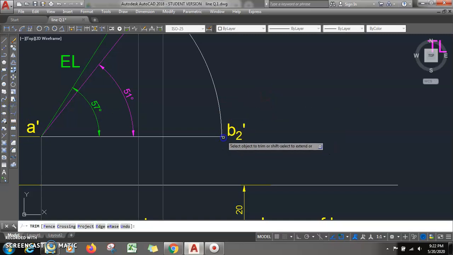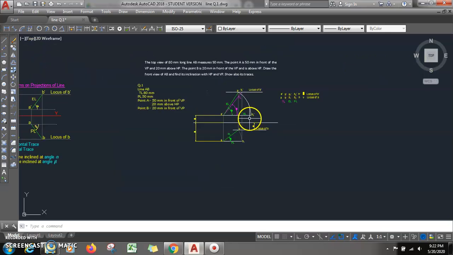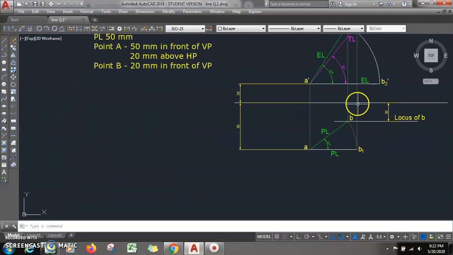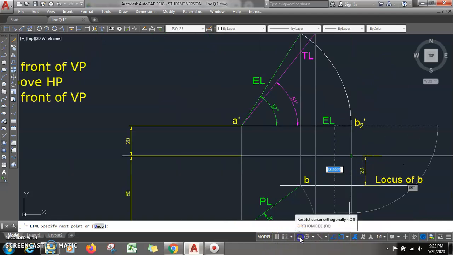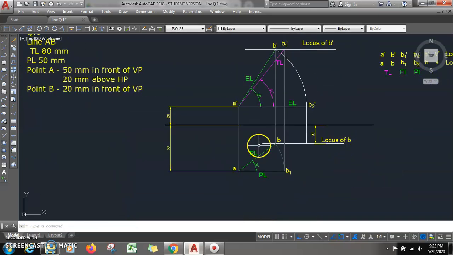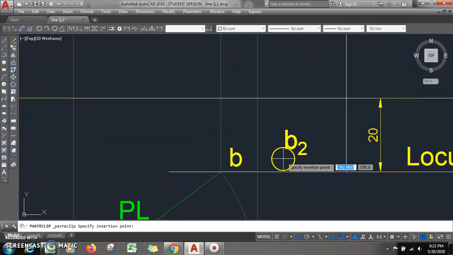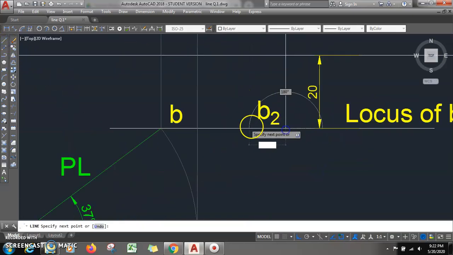So this length is EL, and this B2 dash will give me point B2 on locus of B. So from B2 dash, you draw a vertical line, ortho mode should be on, up to this. This point is nothing but B2. Join A with B2. You see, join point B2 and A.